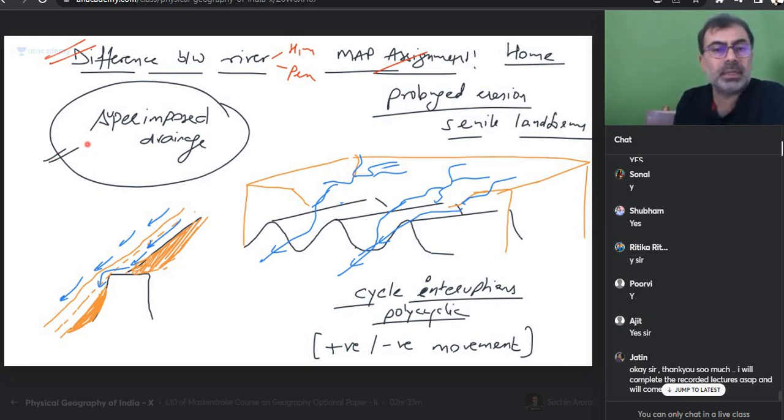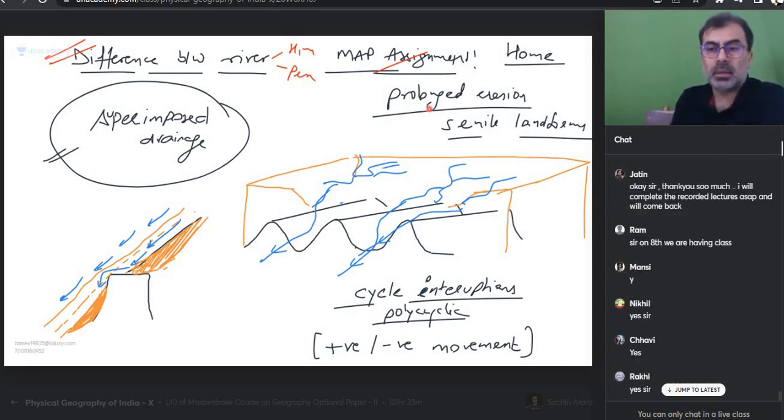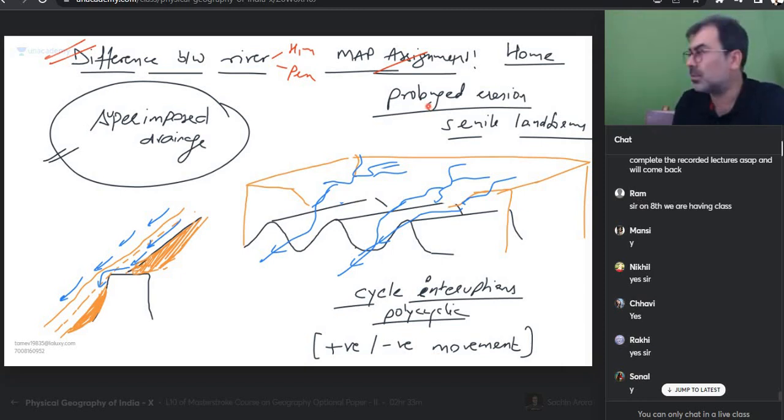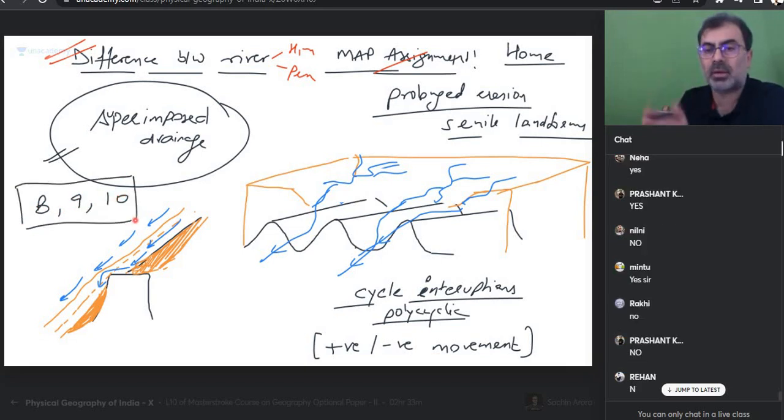So superimposed drainage, did we understand everyone? Yes. So on 8th we are having class? No, 8th we are not having a class. 8th, 9th, 10th no classes. I told you anyone who has backlog, use these days to complete. Those who have some foundation lectures left, NCERT foundation, use these days. Okay, where are we now?